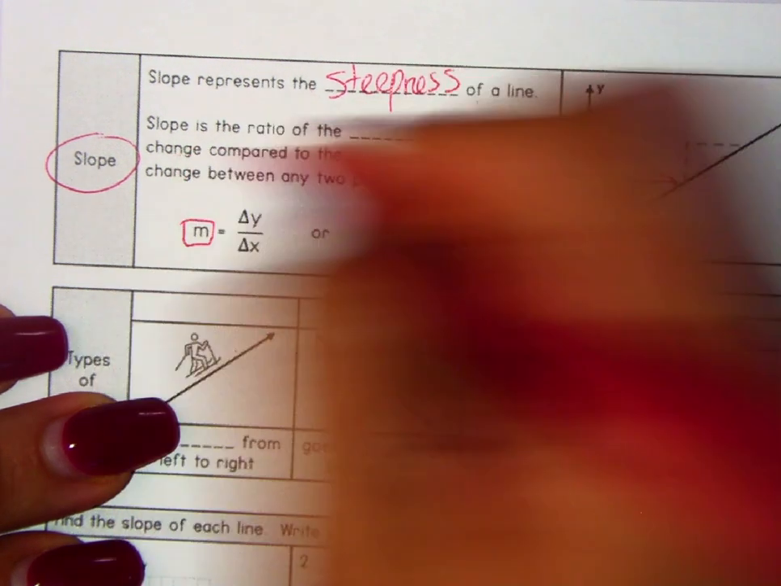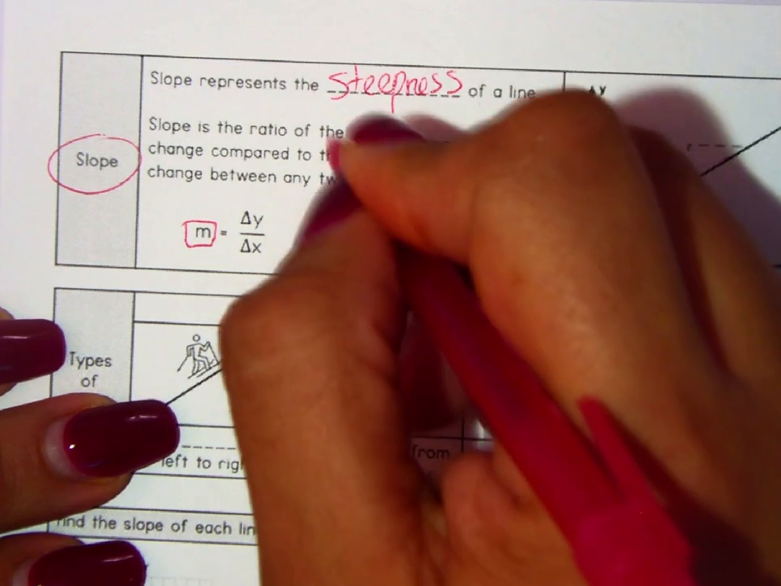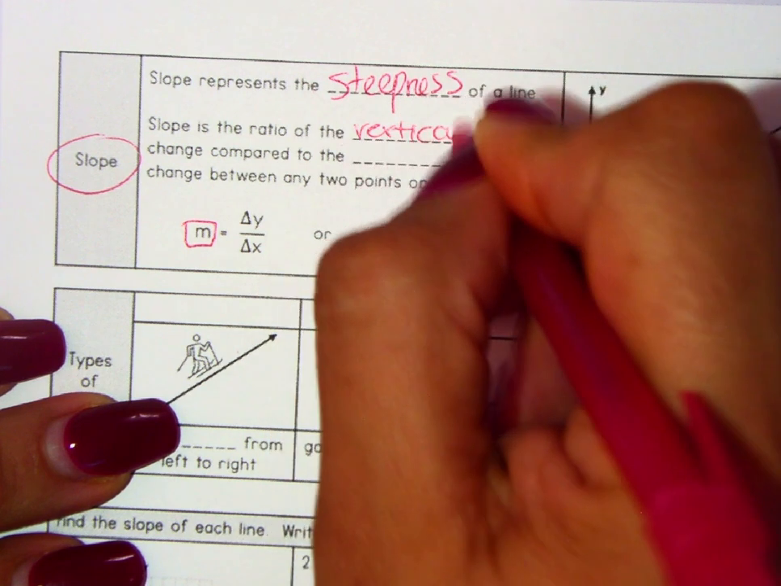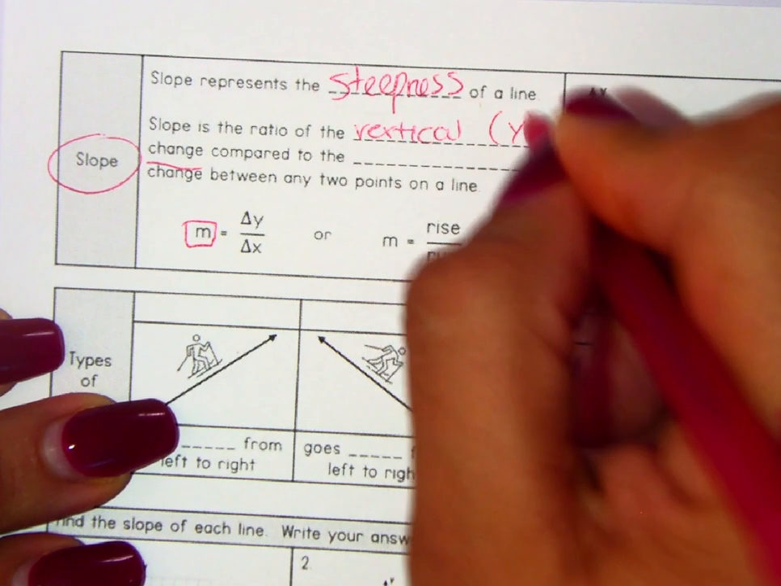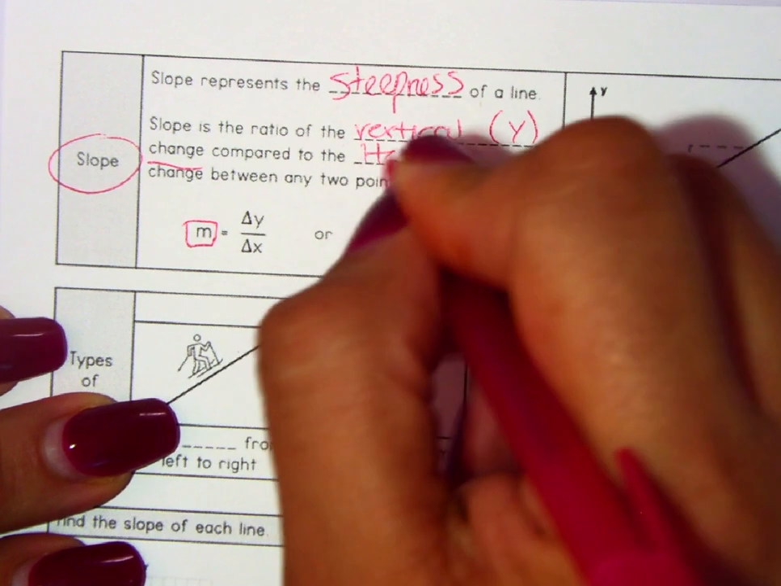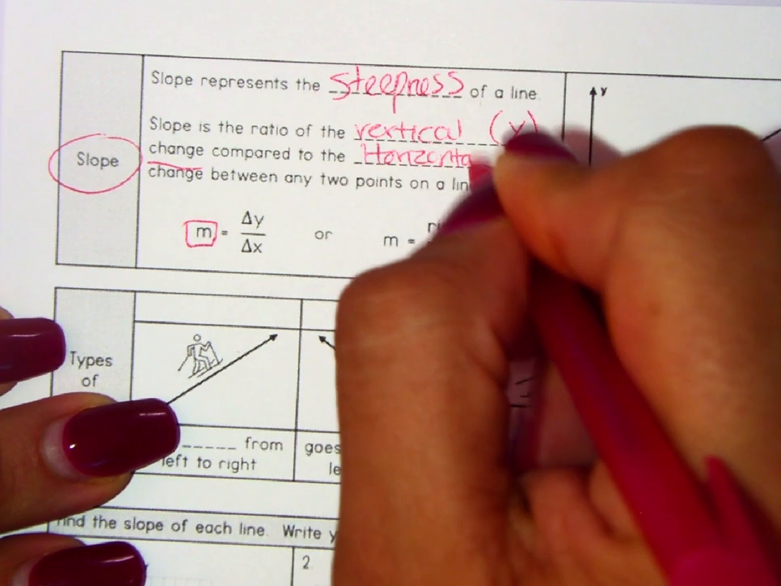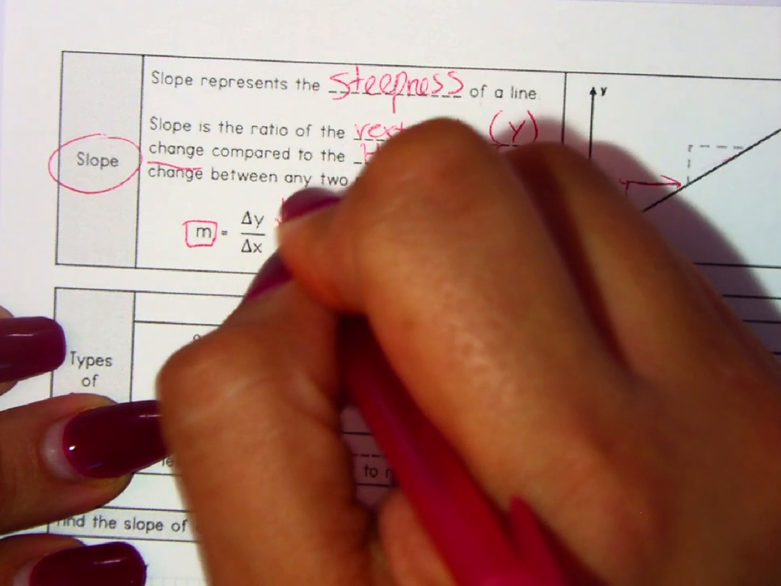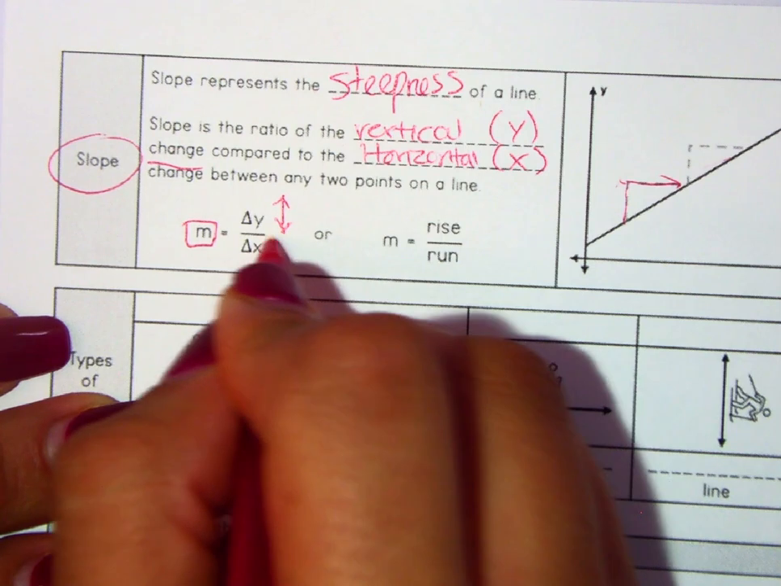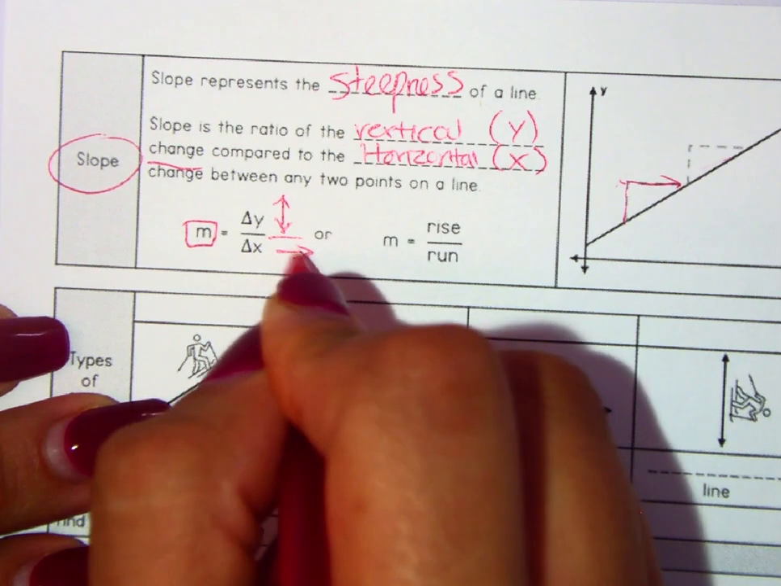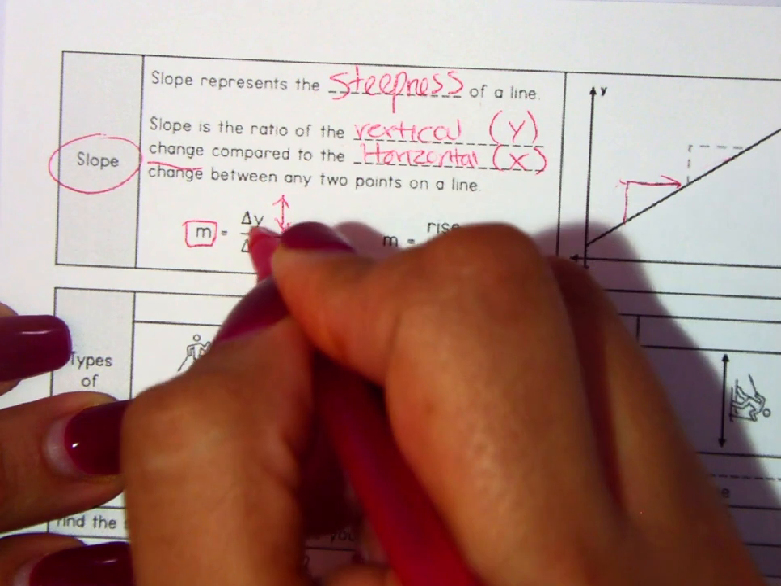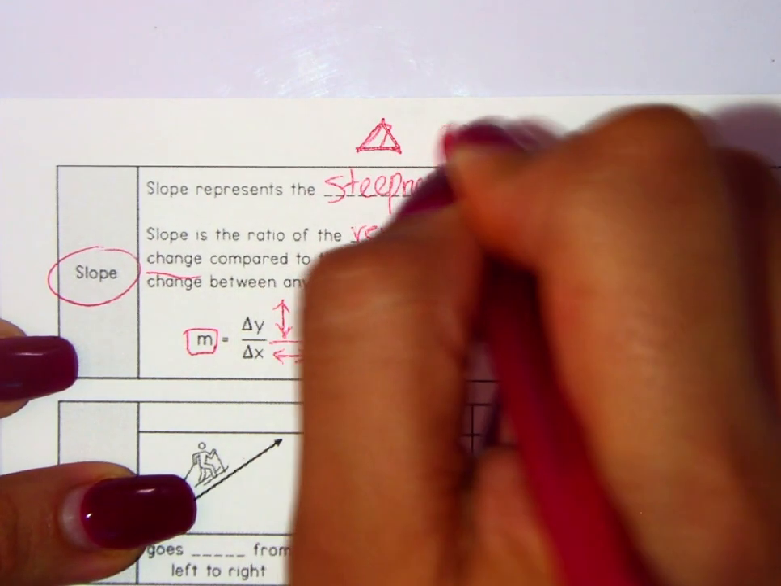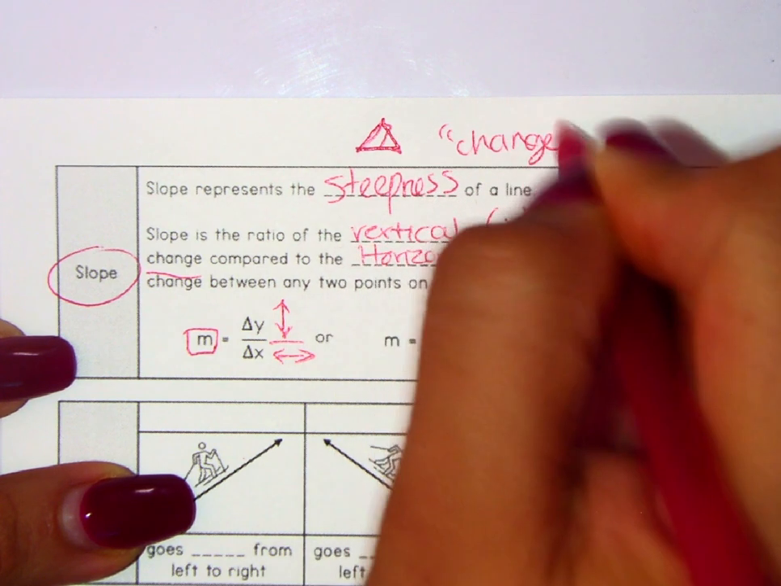Anytime you see a number for the slope, 3, slope of negative 1/3, that's a measure of steepness of a line. So the way we write that ratio is by looking at the vertical change, which is your y values, compared to the horizontal change, which is your x values. So you're looking at the change of y, the vertical change, over the change of x, which is the horizontal change. This little triangle, by the way, represents change, like replacing the word change.